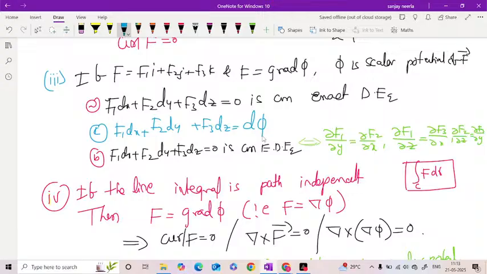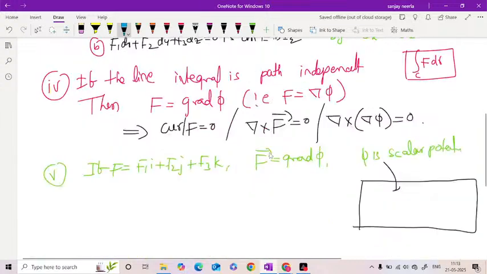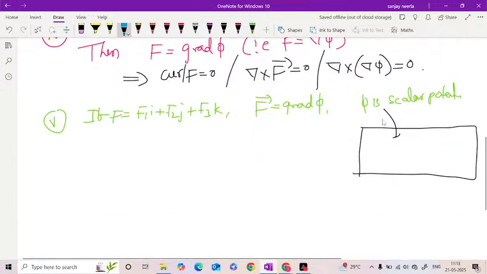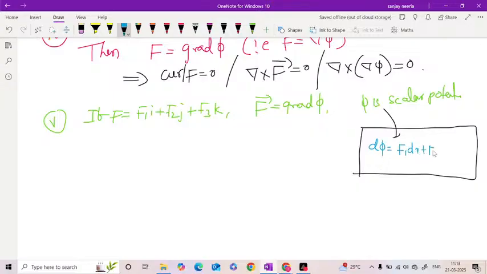Because already we know that this is the exact differential equation, and pi is the scalar potential field. So this exact differential equation we can write as d pi. Now that means d pi is equal to f1 dx plus f2 dy plus f3 dz. We can write like this. Now come to here.